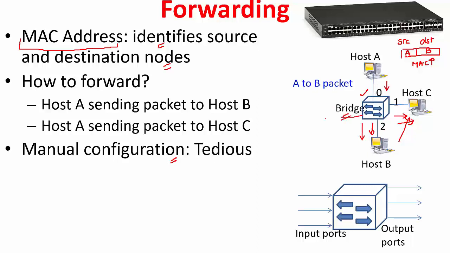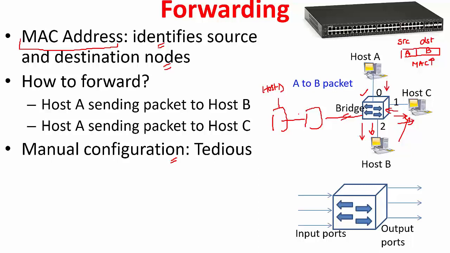But these bridges themselves will be connected to some other bridges, and somewhere here host D may be sitting, in which case you have to configure here also how to reach it. All this turns out to be very tedious and a system administrator's nightmare. So what is often done is automatic configuration. Can you think of a very naive scheme of forwarding?